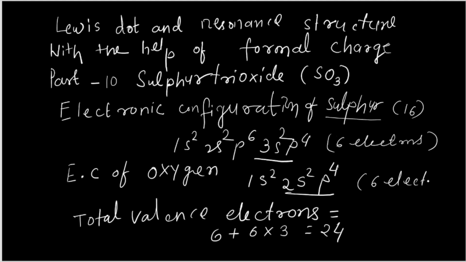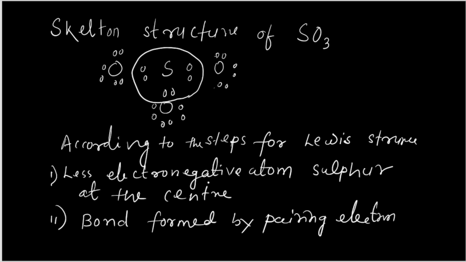How can you find the total number of valence electrons? In sulfur trioxide there is 1 sulfur and 3 oxygen, and each has 6 valence electrons. So the total number of electrons is 6 into 3, 18, plus 6, that is 24. So 24 electrons in total. How will they be arranged between oxygen, sulfur and oxygen?